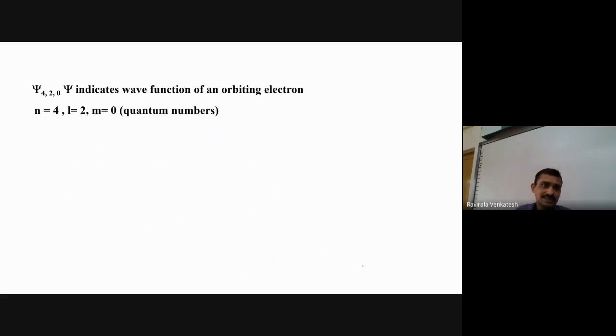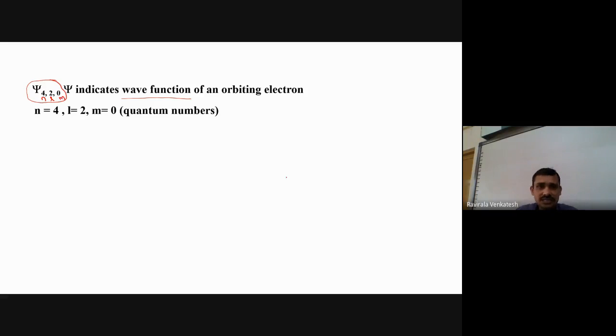Now, if I say something, what happens? Psi 4, comma 2, comma 0. What is the meaning of this? In examinations, they will give it like this only. Psi is nothing but the wave function. The wave function represents the orbital of the electron. First will be the n value, this will be the L value, this will be the M value. Psi 4, 2, 0: the principal quantum number is 4, the azimuthal quantum number is 2, and the magnetic quantum number is 0.